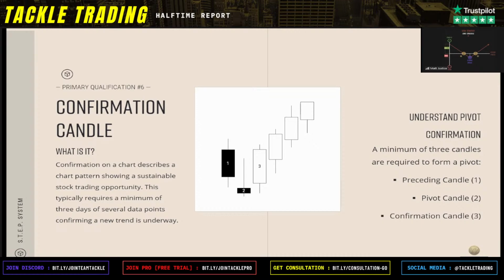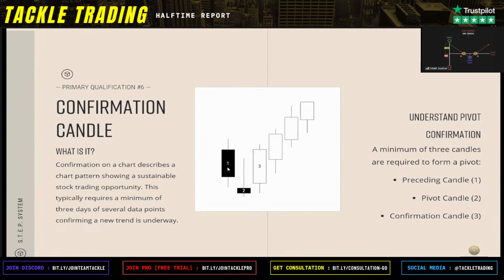You're being constructive against the price action. You're being technically consistent. You're not trying to nail the low. You're trying to nail the probability here, and you're waiting for that confirmation candle. That's the third candle in the pivot point.